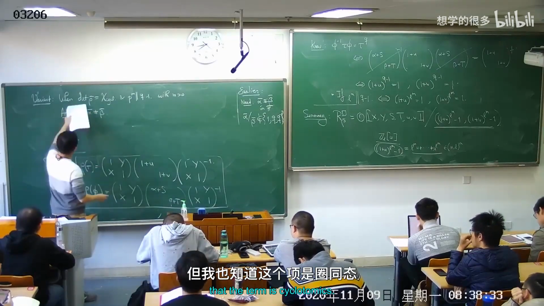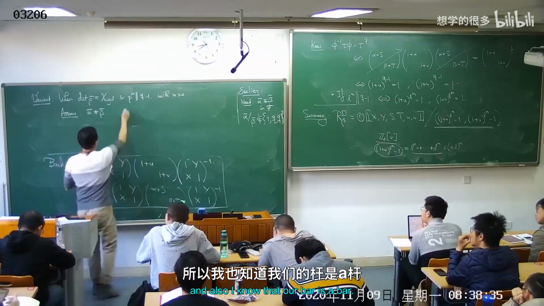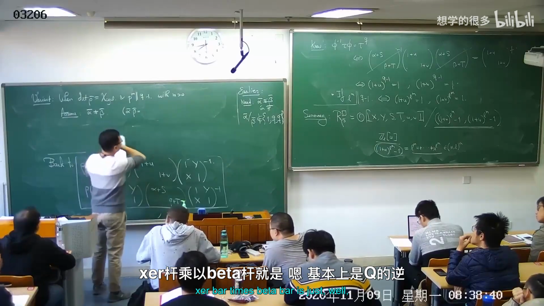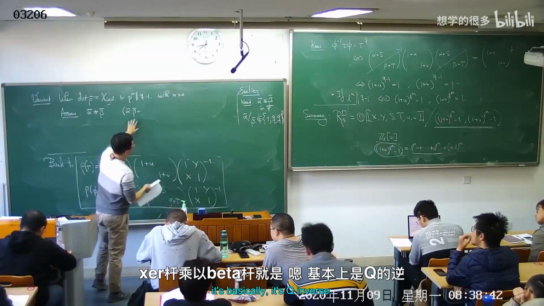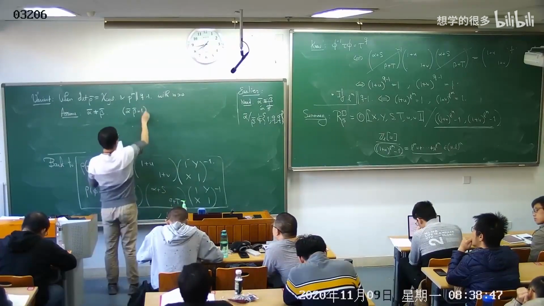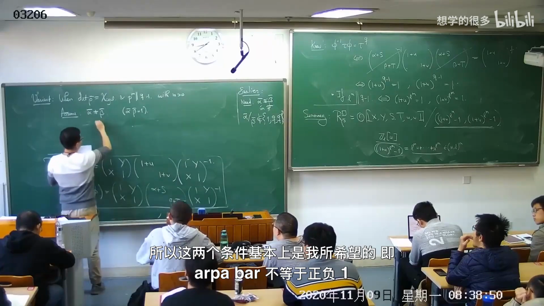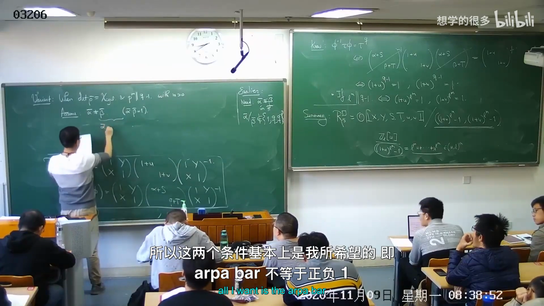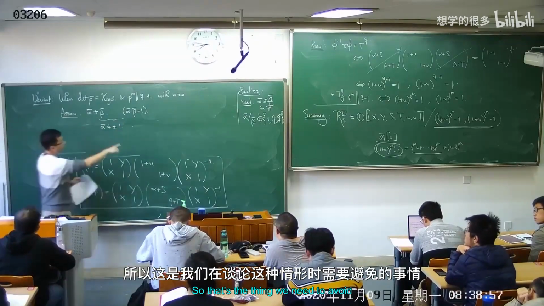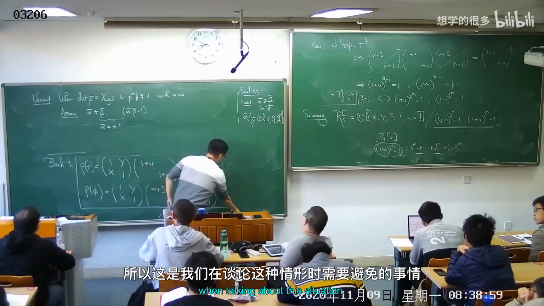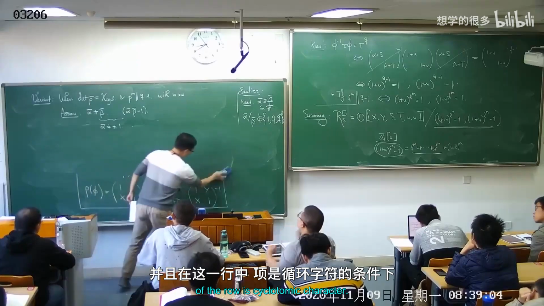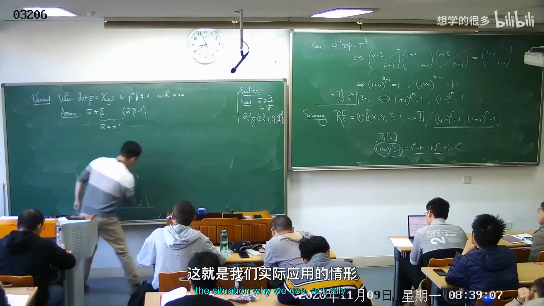But I also know that the determinant is cyclotomic, so therefore, and also I know that alpha bar times beta bar is basically Q inverse. But then Q is congruent to 1, so this is also 1. So these two conditions basically, all I want is alpha bar is not equal to plus or minus 1. So that's the thing we need to avoid when talking about this situation, and in the condition that determinant of rho is cyclotomic character. And this will be the situation where we use, actually.